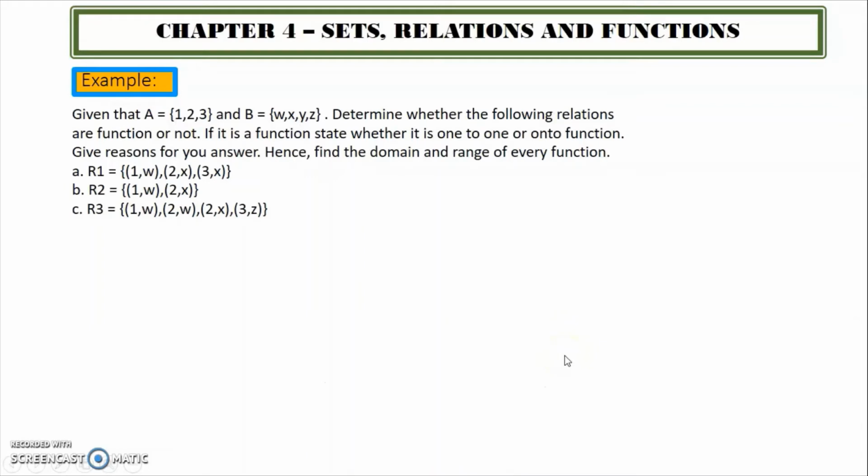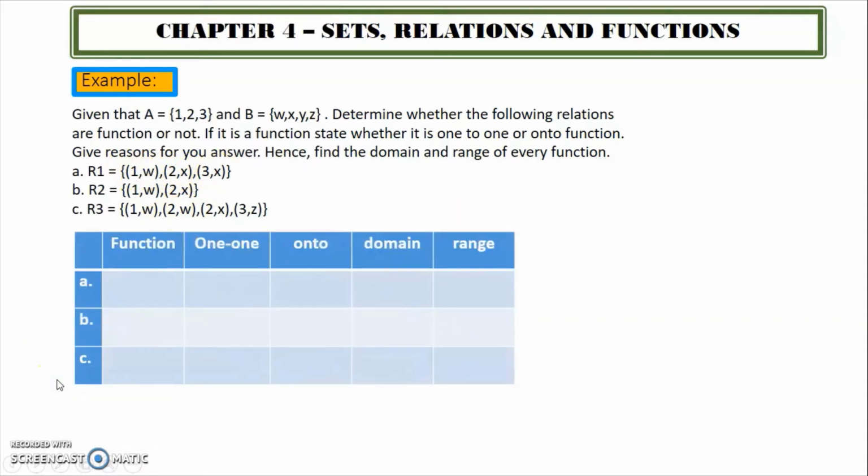Okay, let's see the example of one-to-one function and onto function. Given that A is 1 to 3 and B is W, X, Y, Z, determine whether the following relations are functions or not. If it is a function, state whether it is one-to-one or onto function. Give reason for your answer. Hence, find the domain and range of every function. So A, R1: 1W, 2X, 3X.